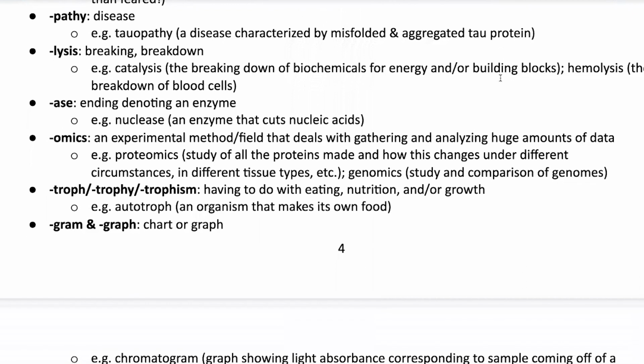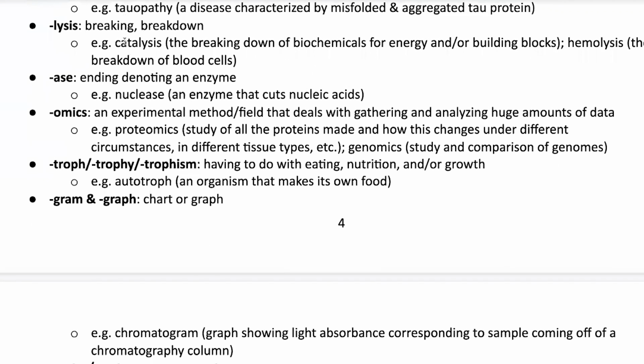Pathy, this is referring to disease. So a tauopathy is a disease characterized by misfolded and aggregated tau protein. So you'll see pathy at the end of a lot of different disease names, and that is indicating it's a disease.